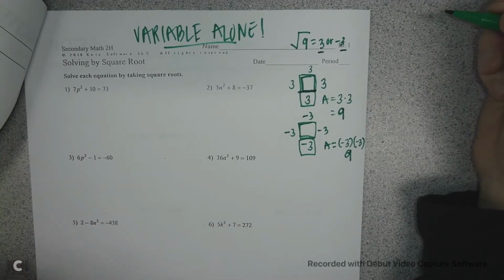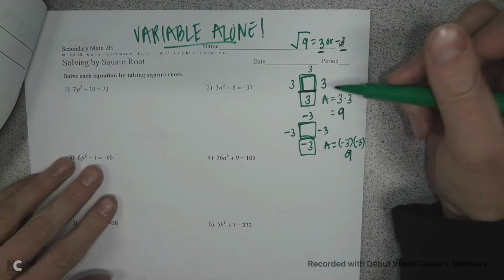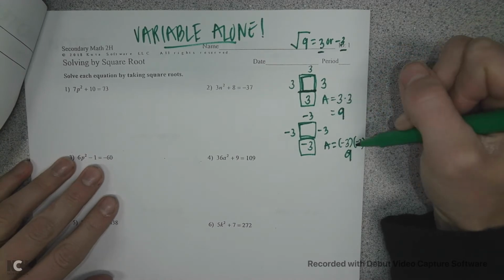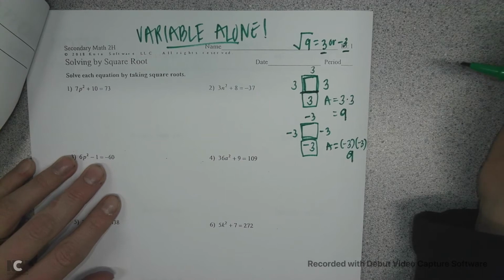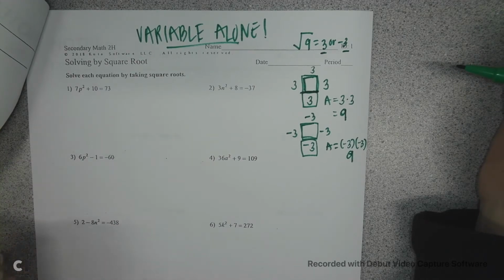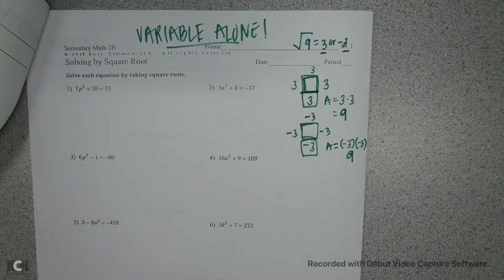So for all of these problems, you're going to have two answers because a negative times a negative is a positive and a positive times a positive is also a positive. So that's why. Okay, so just keep that in mind. You're going to have a positive and a negative version of every answer that you do.